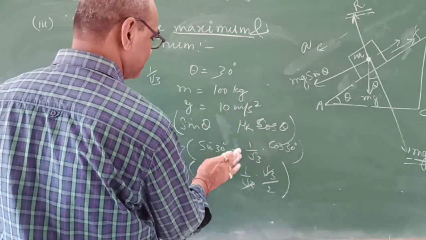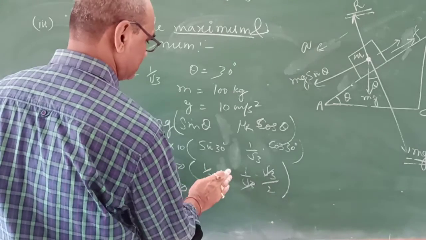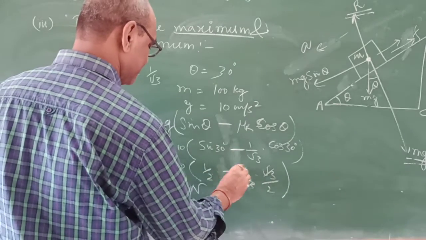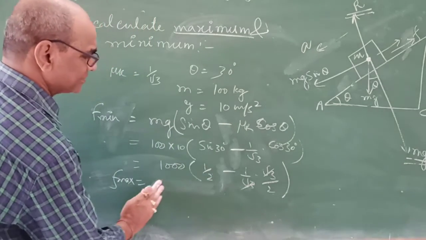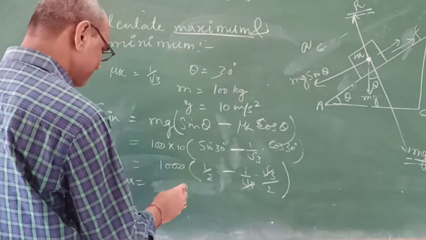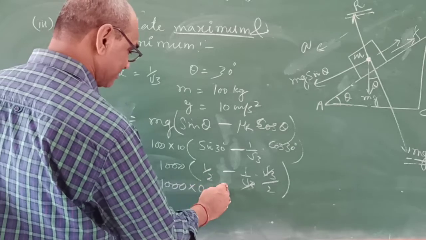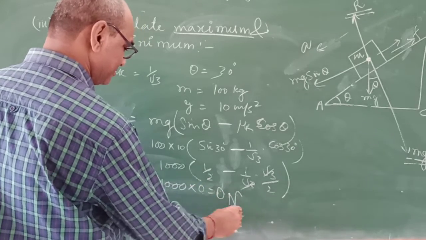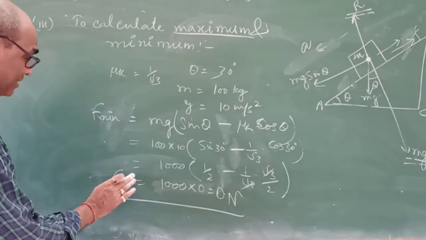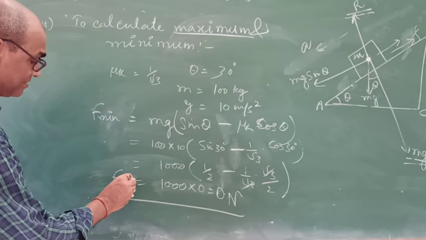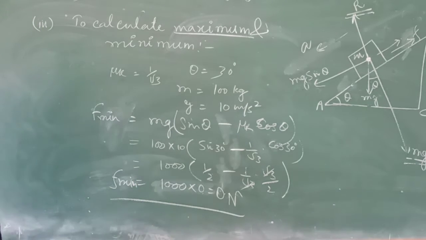Remove it, minus, and that is equal to half minus half is equal to 0, multiplied by 1000 is equal to 0. That is the minimum. So 0 is the minimum force required to move the block on the inclined plane.